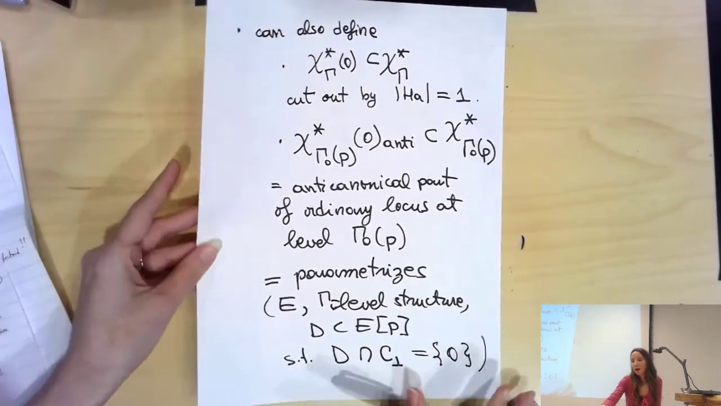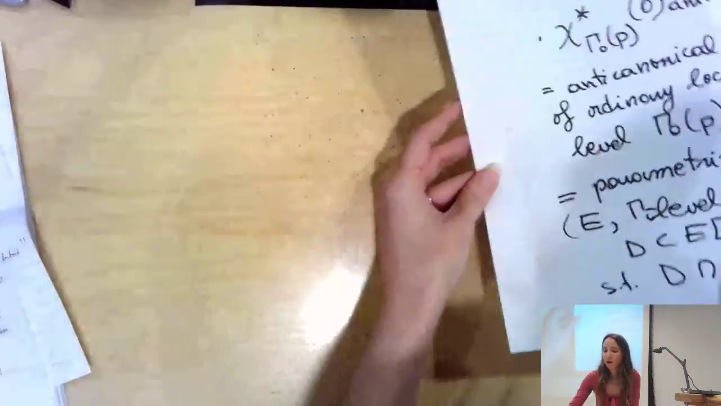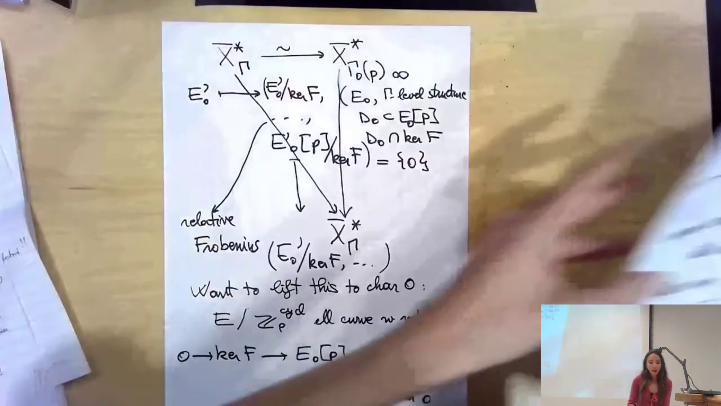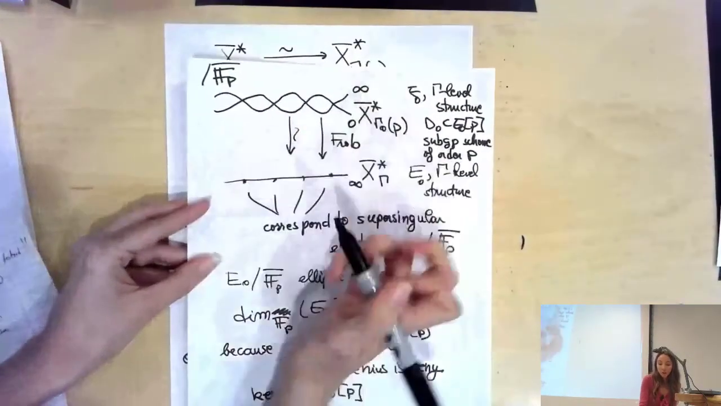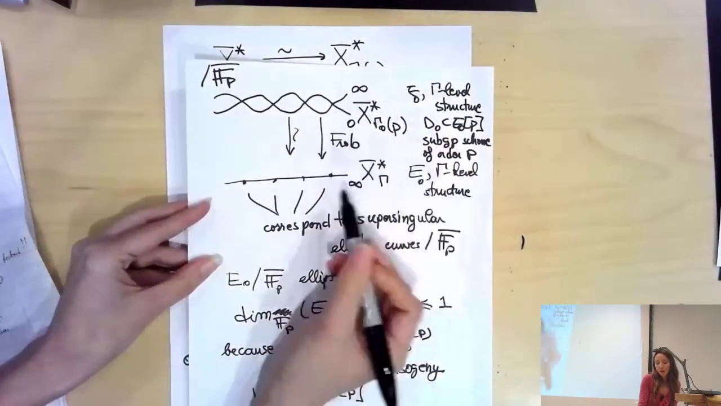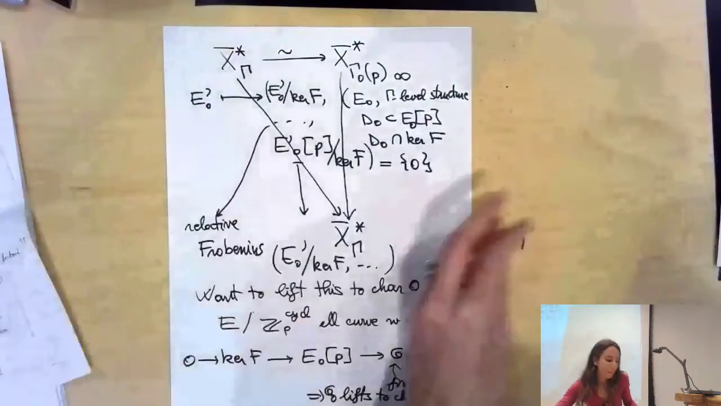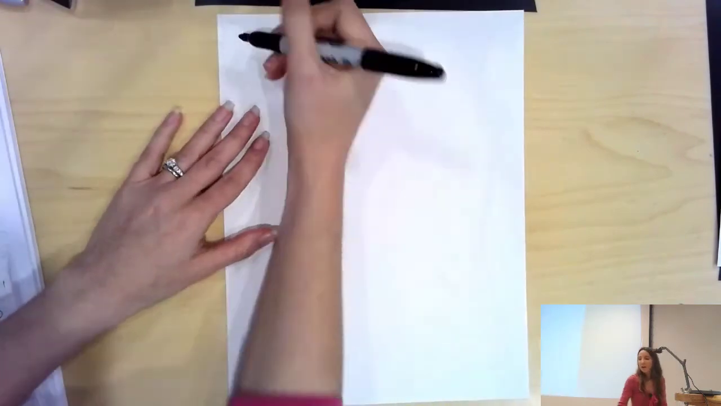Okay, so now, just to remind you, we had this diagram that came from considering the irreducible component where the transition map is the relative Frobenius. This diagram now has a canonical lift to characteristic 0. So we lift this one.